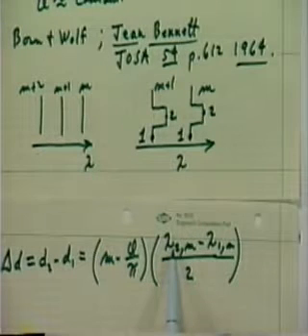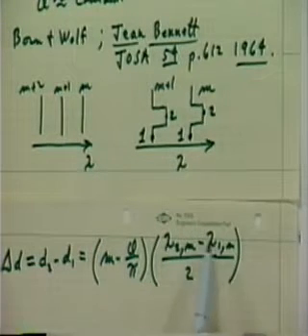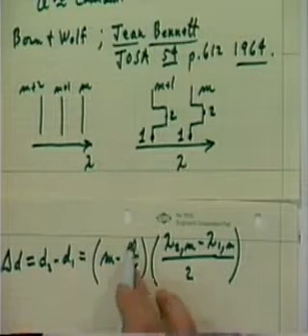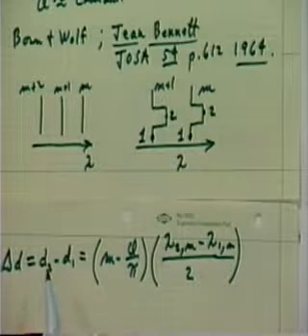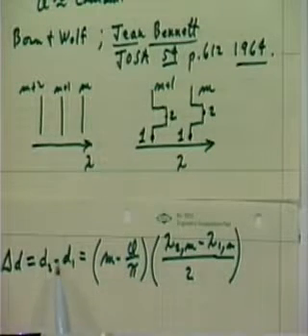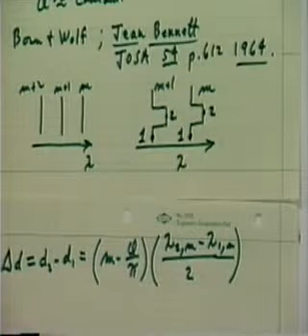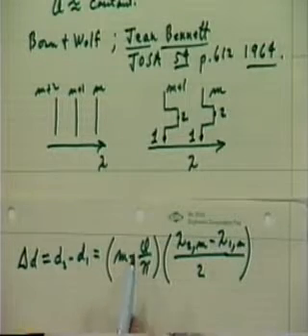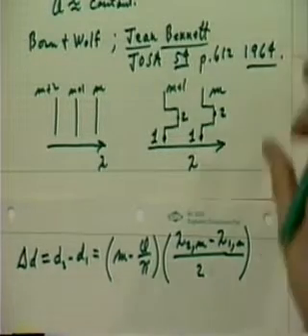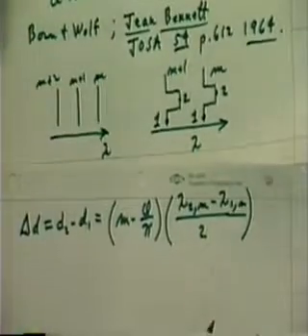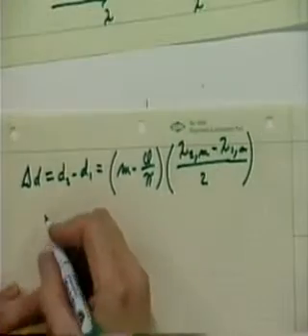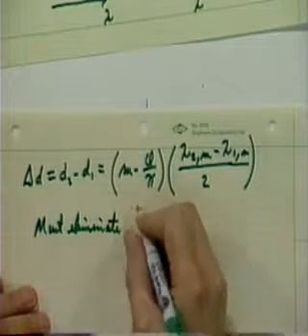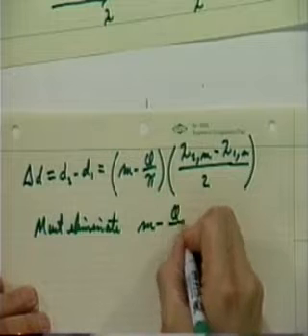So if I knew this wavelength and this wavelength, and I can read that off some dial in my spectrometer, and if I knew this quantity right here, then I could calculate the height difference between D for point 2 and point 1. So this I can read off some dial in the instrument. This I don't know. So some way I have to eliminate this quantity, so we must eliminate m minus phi over pi.